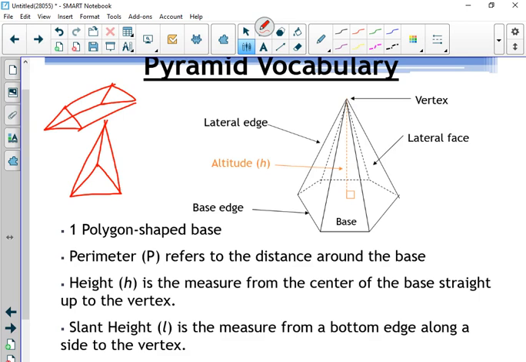The height, this time, comes from the vertex straight down to the center. It's like if you're on top of a pyramid and you drop a rope from the top of the pyramid down to the floor, the base. That rope, the altitude, is the height. And the slant height is the measure from a bottom edge along a side to the vertex. So this would be if you were climbing up the outside of a pyramid, like you started right here and had a rope connected to the top and you were climbing up. You would be climbing the slant height.